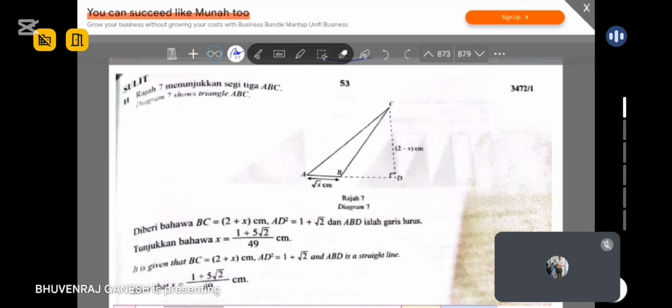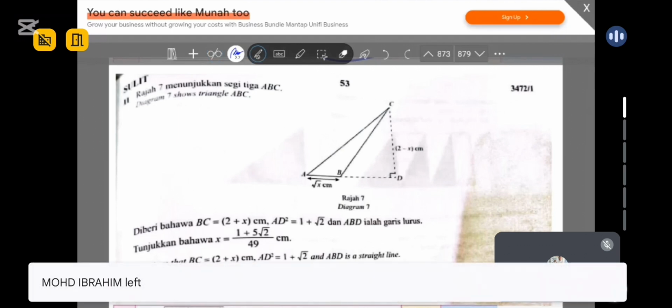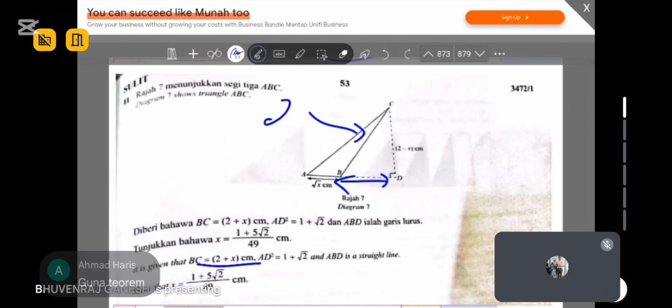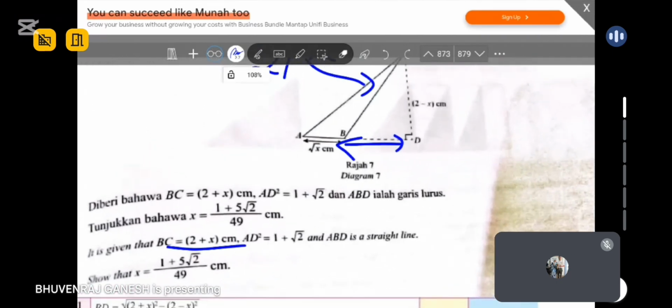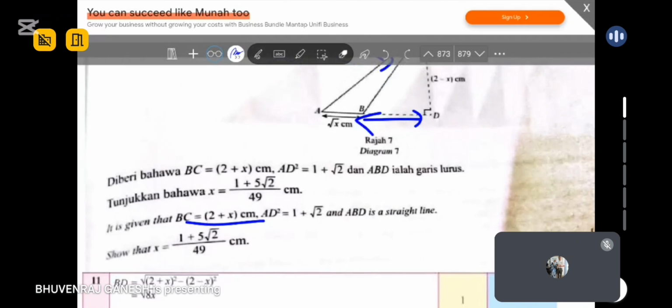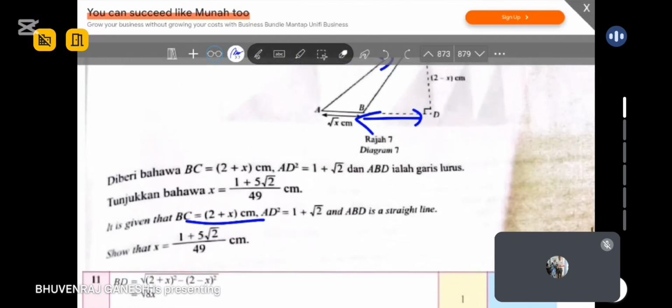First step, you can start with try to find this length. Cuba cari panjang yang ni. Because they never label for you yet. So they already give you the information. BC is 2 plus X. The concept is you must use theorem Pythagoras for BD. So BD kamu guna macam ni lah. You will get panjang BD. Guna theorem Pythagoras saja. 2 plus X square minus 2 minus X square. So square root 8x. So this length, it is square root 8x.